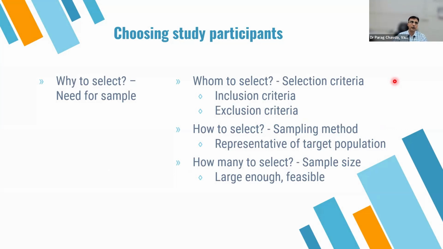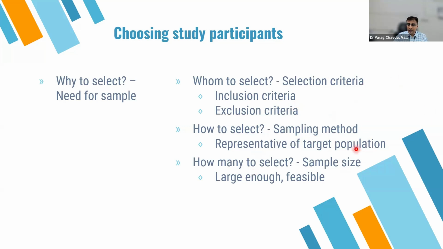For example, if I wish to find out the BMI of people with polycystic ovarian syndrome, I need not go and talk to every patient with PCOS in my hospital, right? I can take up only a small sample, right? But that sample has to be sufficient enough to give me concrete results.